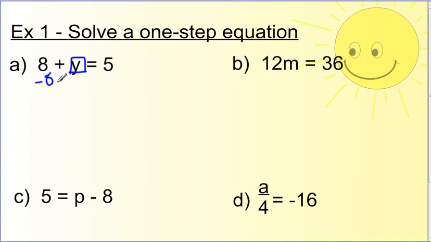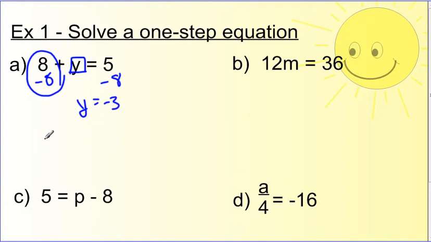Now let's see what happens. When we subtract 8 here, 8 minus 8 is 0. On this side, when we minus 8, 5 minus 8 is a negative 3. That is the correct answer.